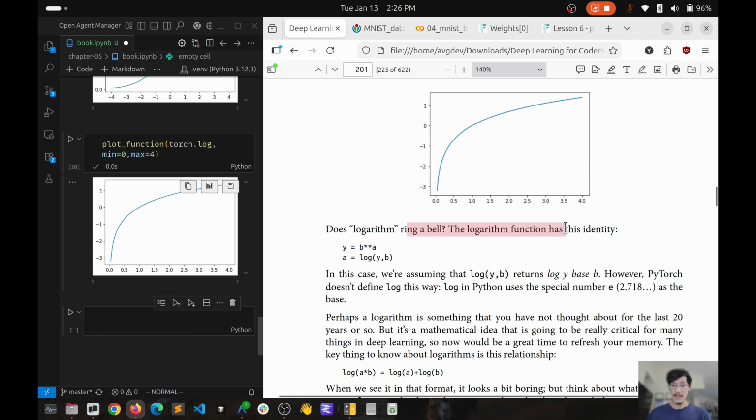The logarithm function has this identity: y equals b to the a. So how log works is that you want to find the number that can get you y. In this case, b to the a, you want to find a, based on how many times you need to multiply b to get y. That number of times is the answer a. So in this case, we're assuming that log y b returns log y base b. However, PyTorch doesn't define log this way. Log in Python uses the special number e as the base.